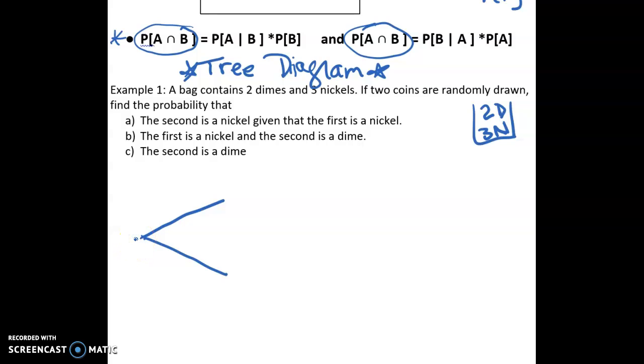We start here, and we're going to go down one of these paths, and this is representing the first draw. The first coin that is drawn can be a dime or a nickel. The probability that it's a dime would be 2/5. I'm going to write that probability right on here. And the probability that it's a nickel would be 3/5. In a second, we'll label these. I left some space here to add some labeling, so if you're doing this too, you probably want to add some labeling in a second.